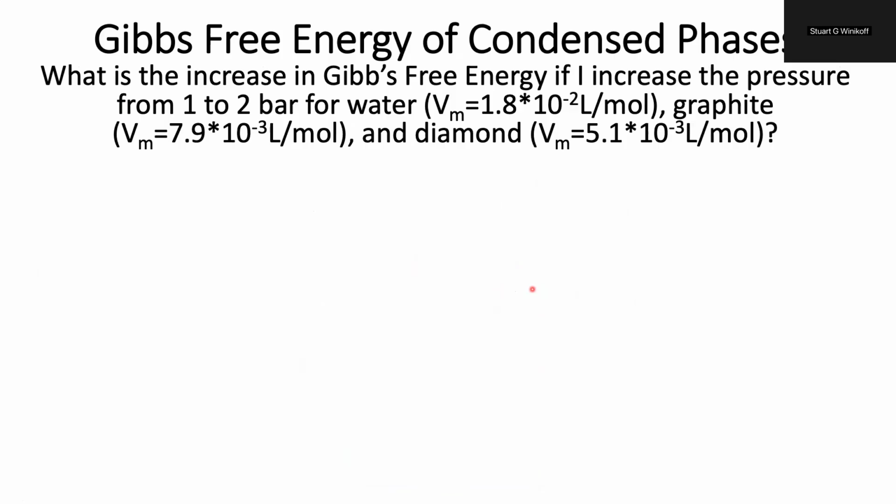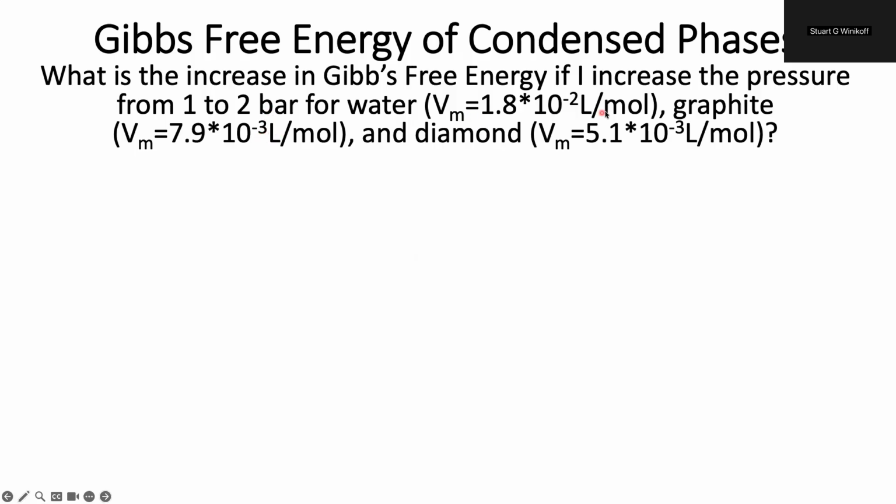Now, let's try and look at how this Gibbs free energy will change for a couple of common substances. What would I expect to be the relative change in Gibbs free energy if I increase the pressure from 1 to 2 bar? This is pretty much the same as 1 atmosphere to 2 atmospheres. So I literally double the pressure for a set of common substances.